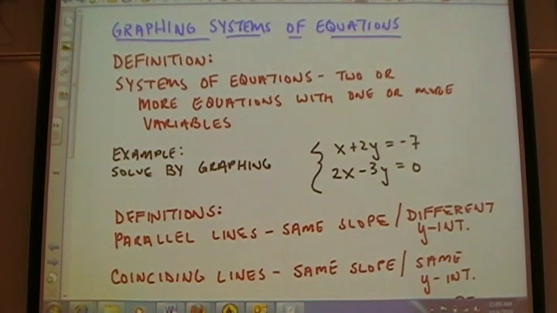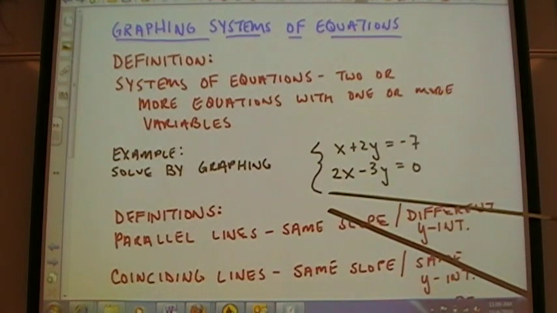Alright, so graphing systems of equations. Definition, system of equations: two or more equations with one or more variables. Here's an example of a system of equations. Questions so far? Alright, so we're going to solve this by graphing.